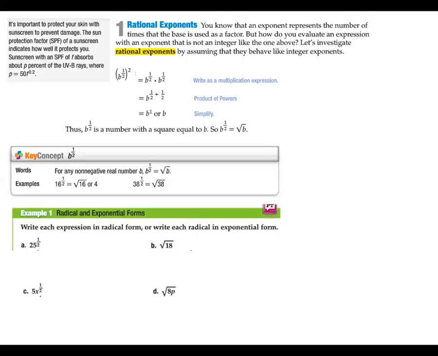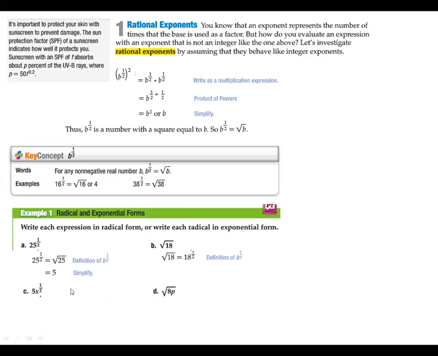Write each expression in radical form, or write each radical in exponential form. So what would 25 to the 1/2 power mean? Well, 25 to the 1/2 power, the half power, is the same as the square root, and the square root of 25 is, you got it, 5. How about square root of 18? Well, it's already in radical form, so we can rewrite it in exponential form as 18 to the 1/2 power.